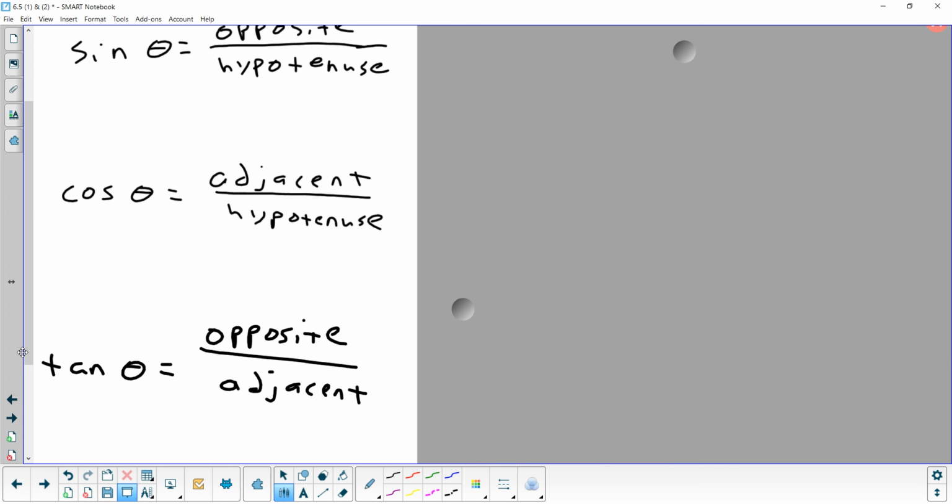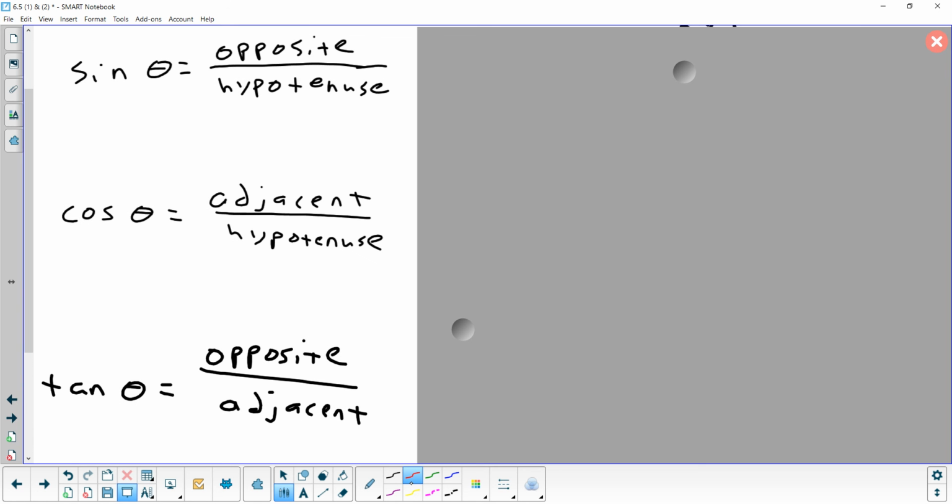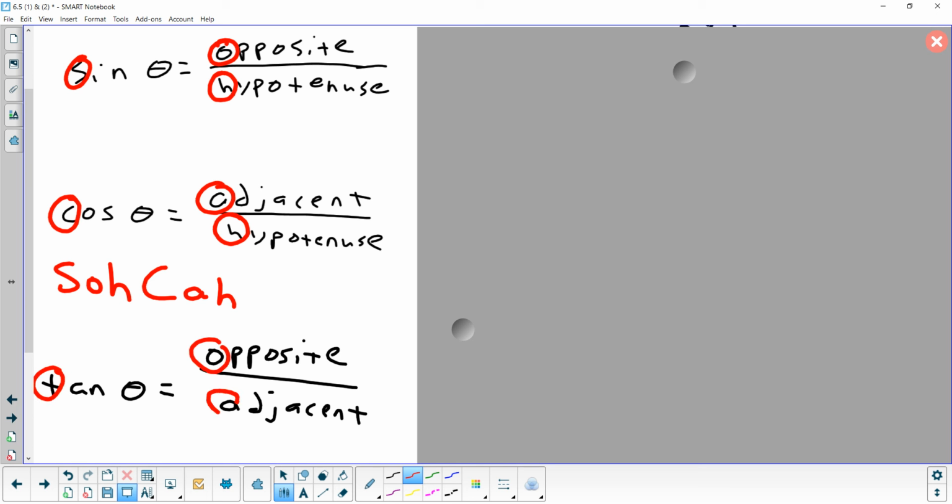And the way some people remember this, if it's helpful, great. If it's not, then, well, don't use this. Sine is opposite over hypotenuse. Sine is OH. Sine is opposite over hypotenuse. Cosine is adjacent over hypotenuse. So cosine, adjacent over hypotenuse. And then tangent is opposite over adjacent. T-O-A.